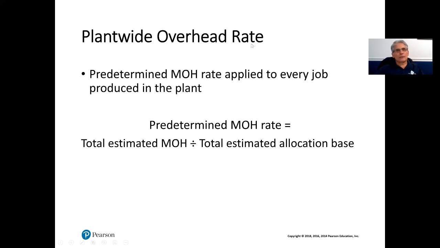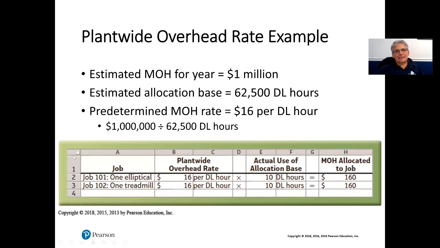Okay, the plant-wide overhead rate: a predetermined MOH rate applied to every job produced in the plant. Well, that sounds familiar because that's exactly what we learned. We'll compute a predetermined MOH rate, and to do that, we'll take estimated MOH and divide it by the total estimated allocation base. This is nothing new. We learned it in our previous chapter. By the time we finished that chapter, we were all pretty convinced that we had this nailed. It's done. We don't need to get any more sophisticated. Well, maybe that's not the case.